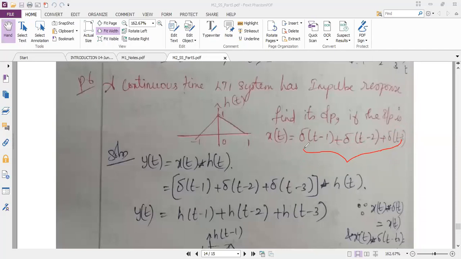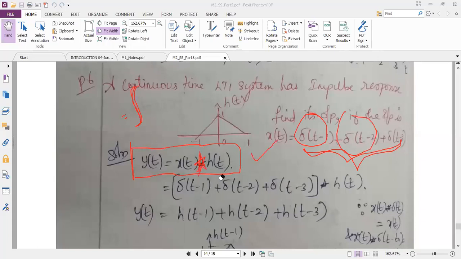But if delta function is given, we need not go for the diagrammatic representation. Directly, I can use the simplest formula. You know, convolution integral, you have in terms of integration format. That formula need not be used if the input is in terms of delta function. So I can use this formula directly, x of t convolution with h of t.